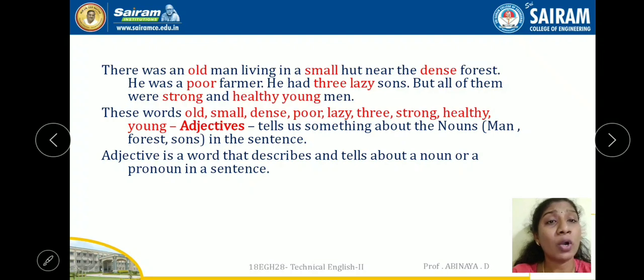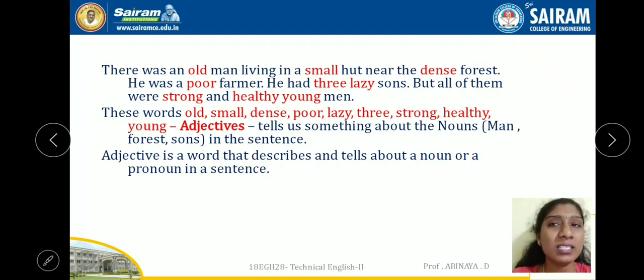Man, forest and sons are the nouns of the statement. These words are qualifying, describing these nouns, man, forest and sons, in the sentence. So adjectives are words that qualify, modify, tell something about a noun in the same statement. The noun can be a person or a place, a thing, or an idea.